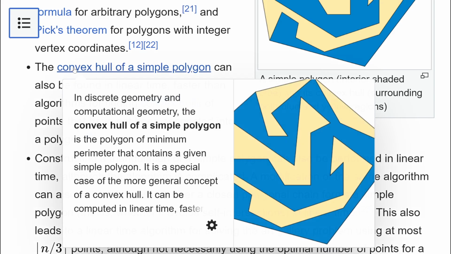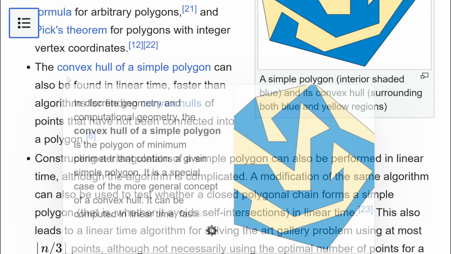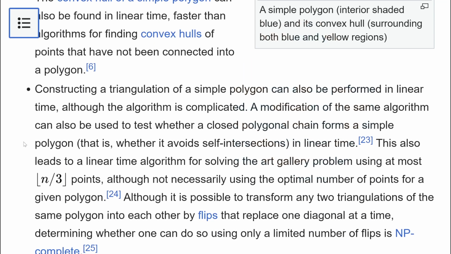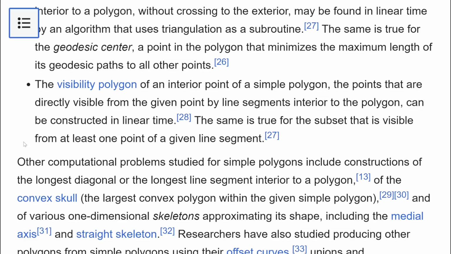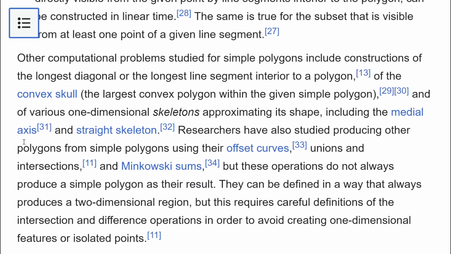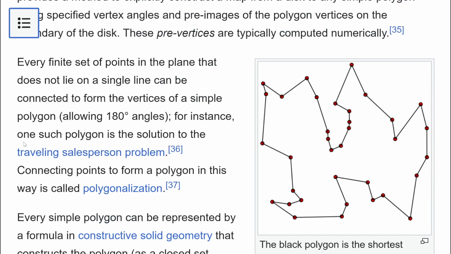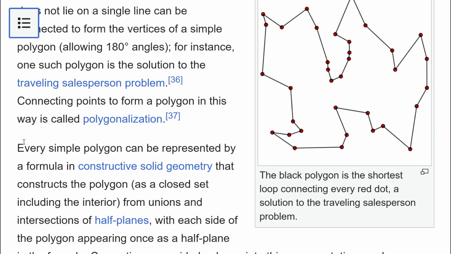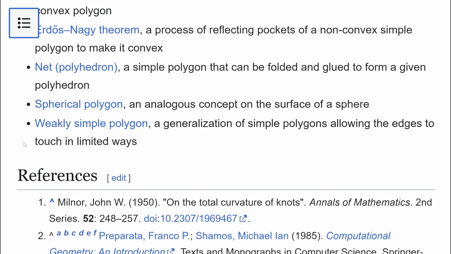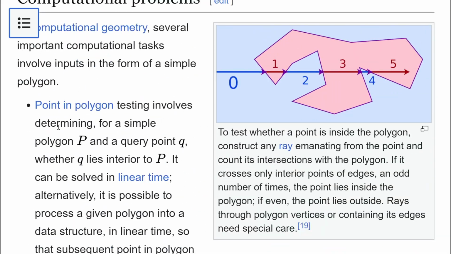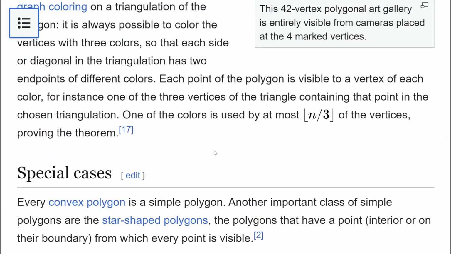I don't think I want the convex hull of a simple polygon. No. A triangulation? I don't think I need that. No, no, no. It seems like figuring out whether this set of shapes I've been given is clockwise or counterclockwise should be easy.